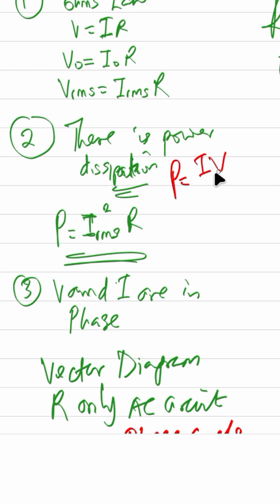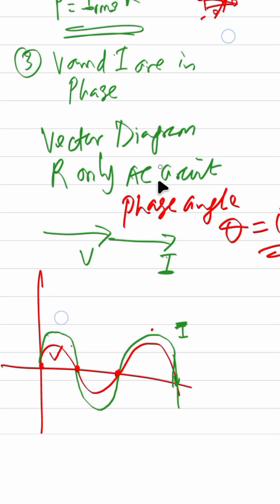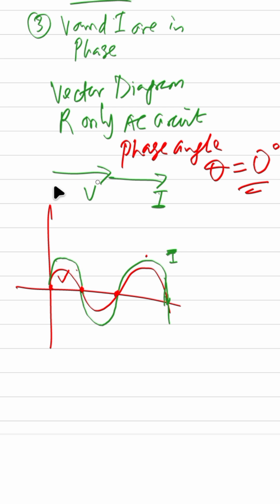But the I and the V will be RMS values. I RMS multiplied by V RMS. That will be the power. Please don't use I naught to do power. Use the I RMS values. Then V and I are in phase. Current and voltage are in phase. They move together. You can see the vector diagram, same direction.